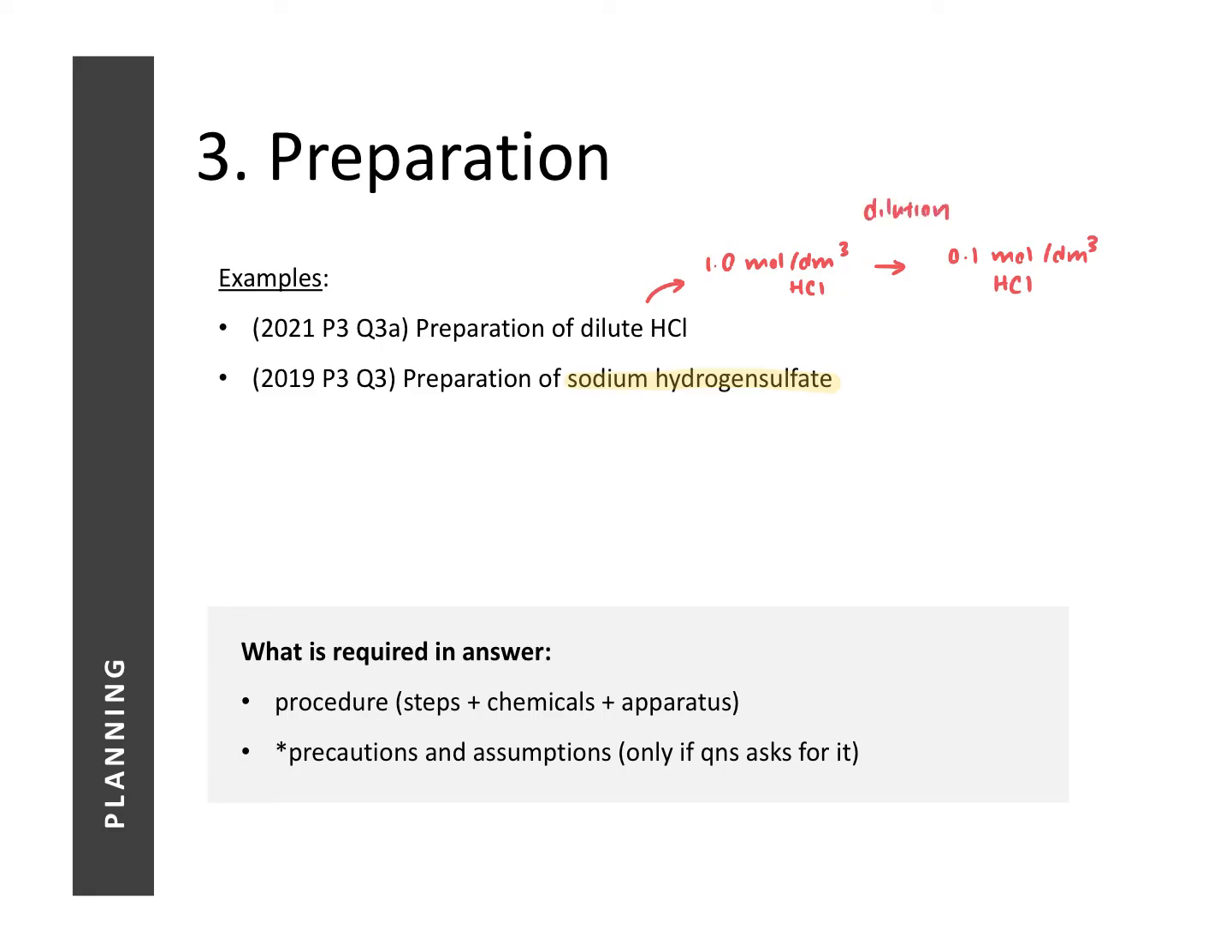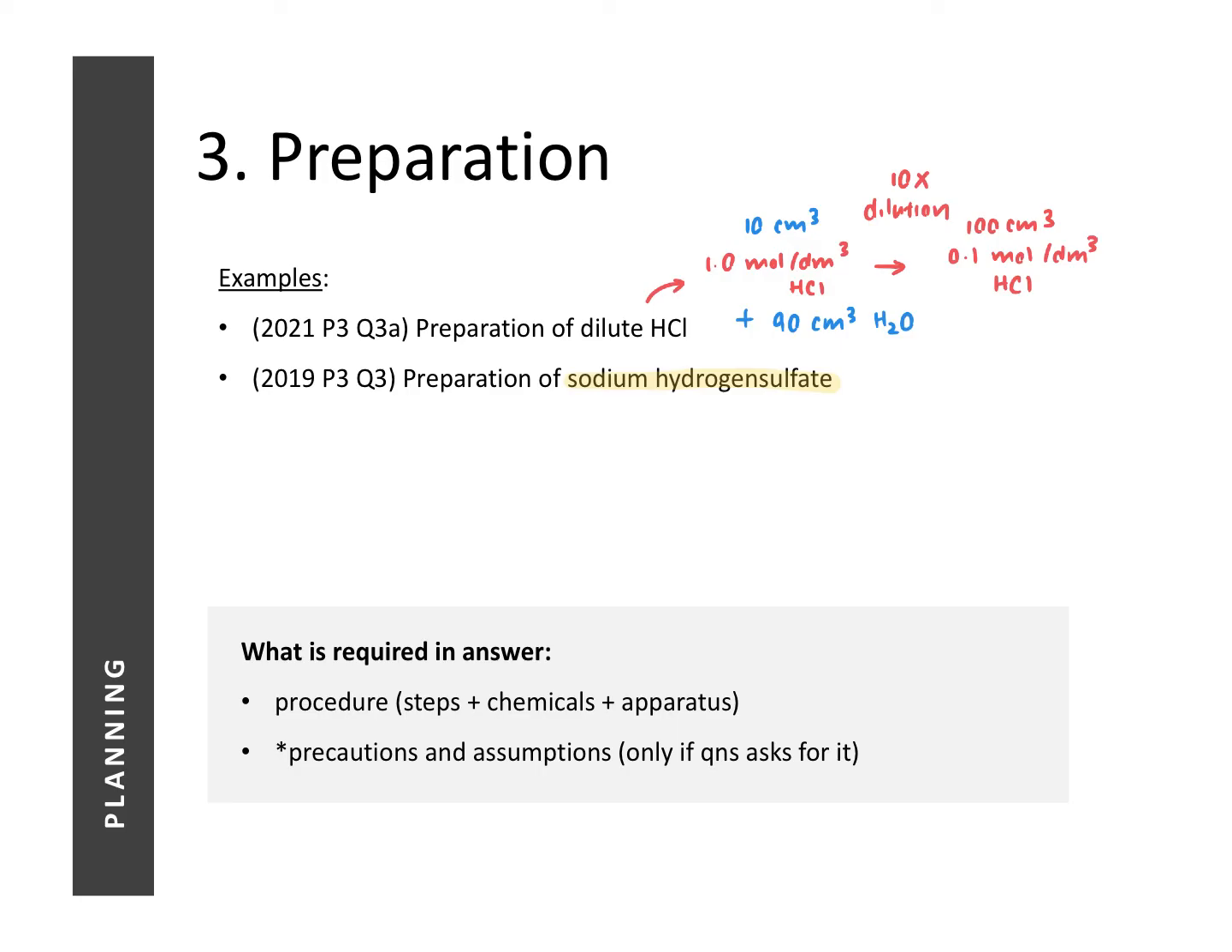All right, and a key part of the planning would be how much you need to dilute the acid. So in this case, by looking at the concentrations, we need to do a 10 time dilution. The question further tells you that you need to prepare 100 centimeter cube of the diluted acid. So that means that we need to actually use 10 centimeter cube of your concentrated acid and mix with 90 centimeter cube of water. Okay, so this is what I think the examiners were looking out for.